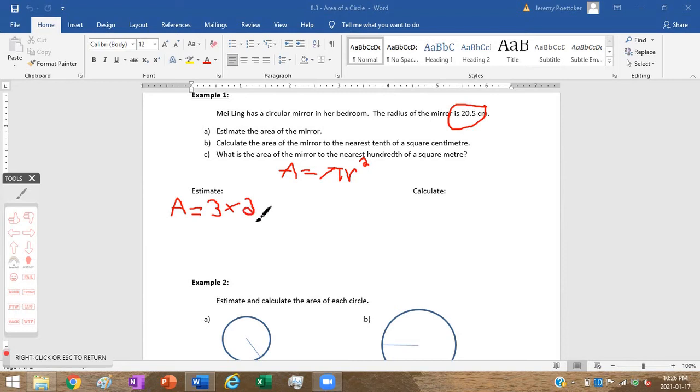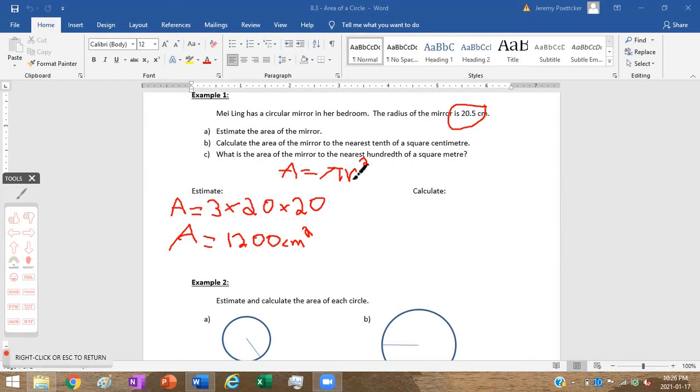Well, that's really close to 20. 20 times 20. Well, 2 times 2 is 4. We've got 2 extra zeros, so that's like 400. Times 3, our area should be close to 1,200. And what I didn't write down in my estimate here is that this is 20 centimeters times 20 centimeters, so centimeters squared. All right, let's calculate it now.